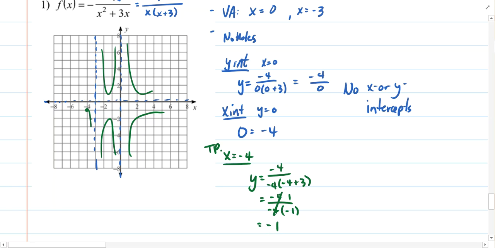And if this coordinate is part of the graph, then I'm fairly certain that the remainder of the graph has to remain captured by these asymptotes. And I'm happy with that particular sketch.